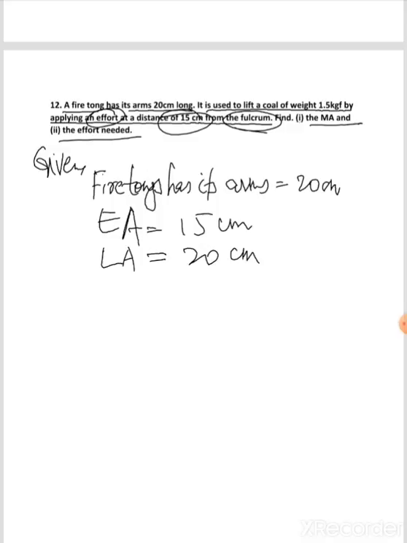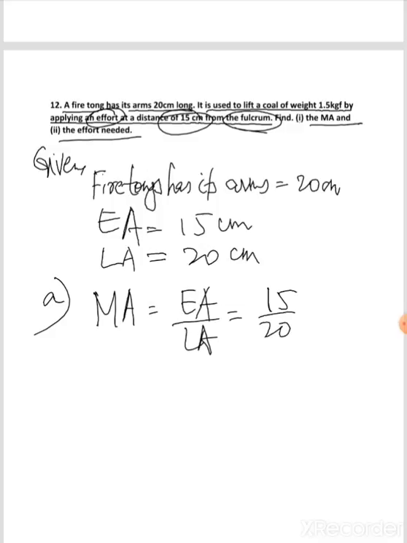Okay, so number A, what you have to find? Mechanical advantage. So mechanical advantage, you know the formula, effort arm by load arm. Effort arm is 15 divided by 20. So 5 3s are 15, 5 4s are 20, 3 by 4 means 0.75. So the mechanical advantage of the fire tongue is, you write this statement here, 0.75.